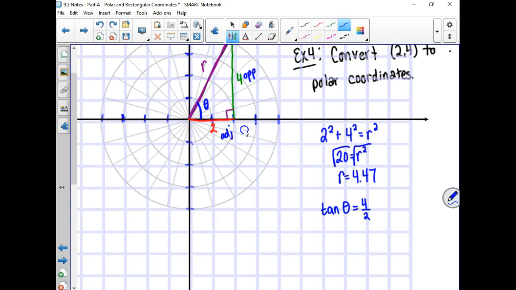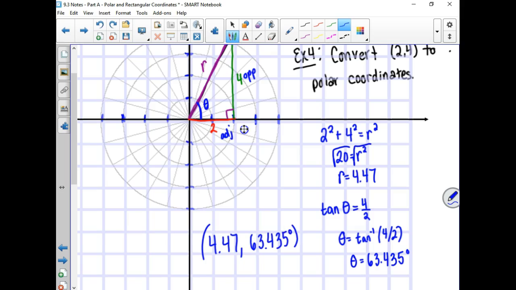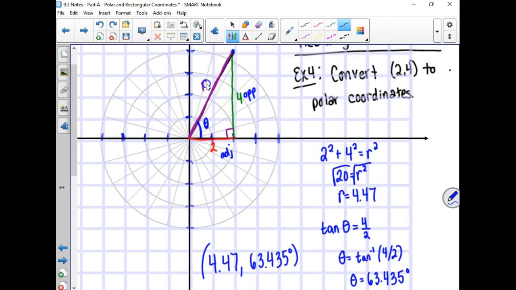And how do I solve that? How do I get rid of tangent? Inverse tangent. So theta is going to be inverse tangent of 4 over 2, or just 2 there. So inverse tangent of 4 over 2 is going to give us 63.435 degrees. So my answer for this would be 4.47 would be my radius, and 63.435 would be my angle. And that also looks about right, because right here would be 60 degrees, and it's a little bit past that. Okay, questions?